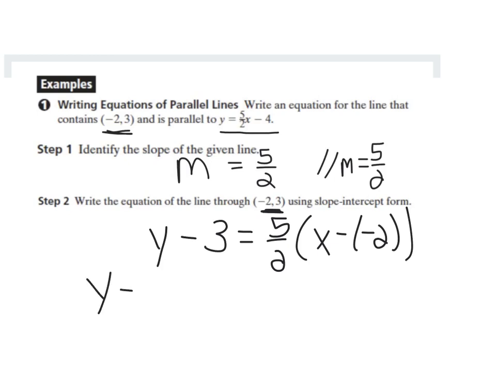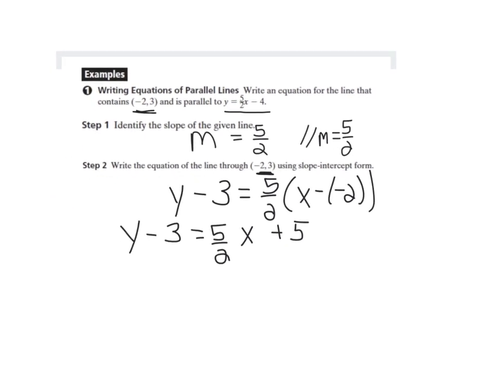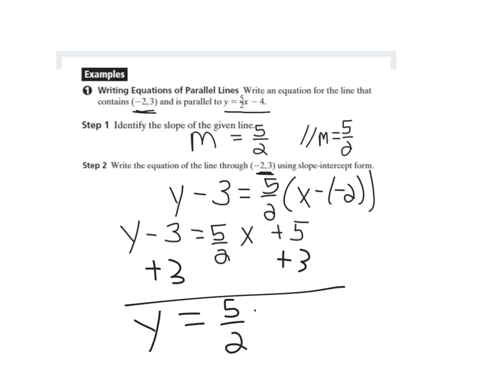So if we start to simplify this expression, we have that 5/2 x, and then if we take 2 times 5/2, guess what that gives us? That gives us 5. So this is actually going to work out beautifully for us. And then we're going to add 3 to both sides so that we have only the y left on the left side. And we have 5/2 x plus 8. There we go.